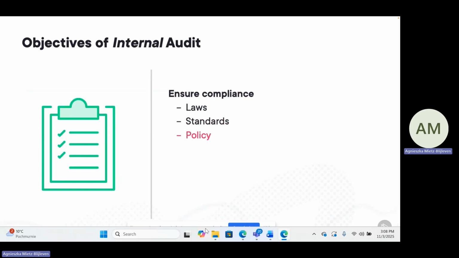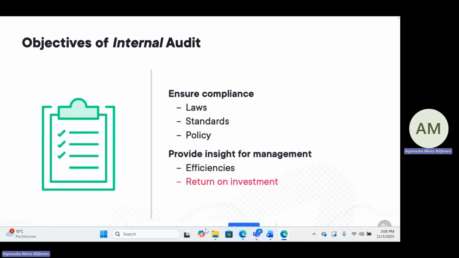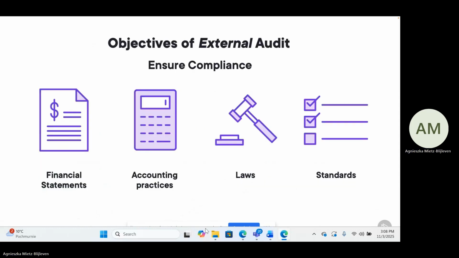If the organization has certain policies, quite often internal audit are the review to provide assurance that those policies are correct and are being followed. In this way, internal audit has often been described as the eyes and ears of management. They provide insight for management into better efficiencies, return on investment, and the maturity, dependability of our various systems and processes.